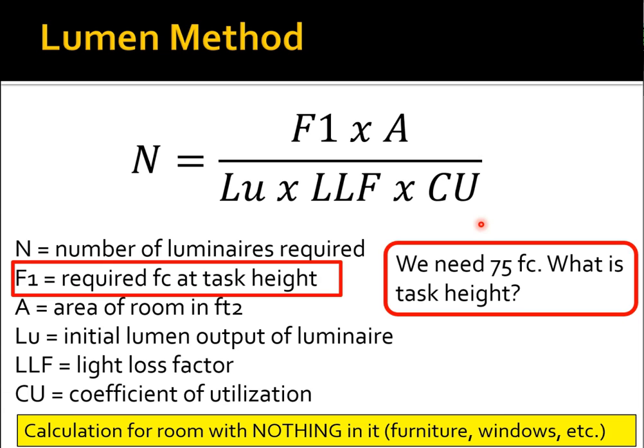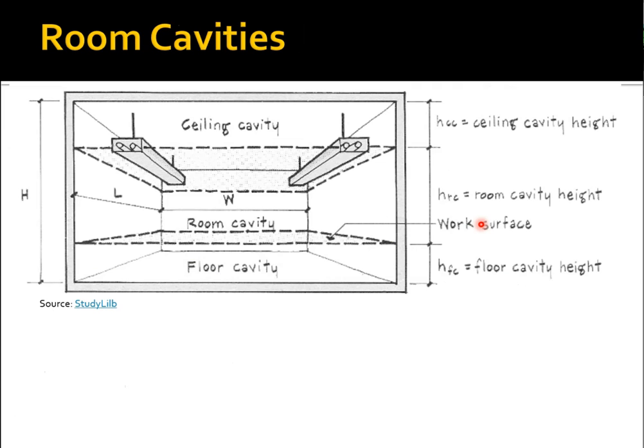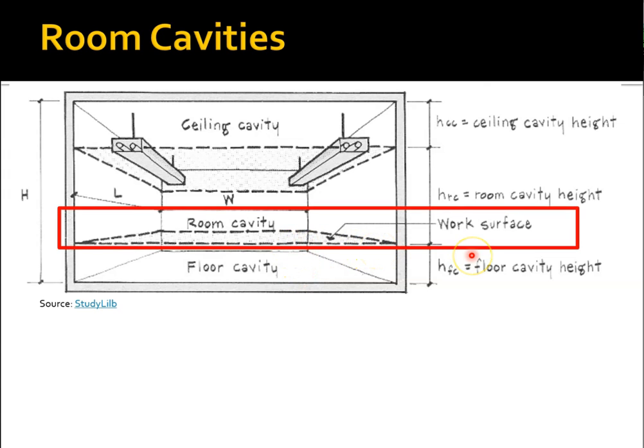So, first of all, we'll go through this one by one. So we need 75 foot candles at task height. So what is task height? If you remember from the previous lesson, there are different layers of a room. You have your floor cavity, your room cavity, and your ceiling cavity. The floor cavity goes from the floor to the task height. So this is the task height right here, or the working surface.